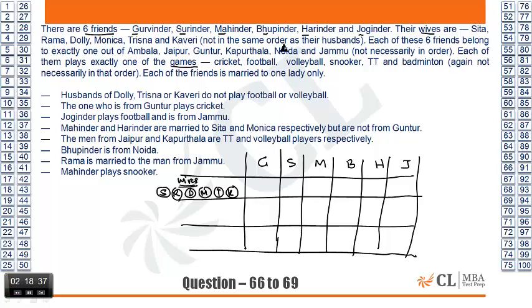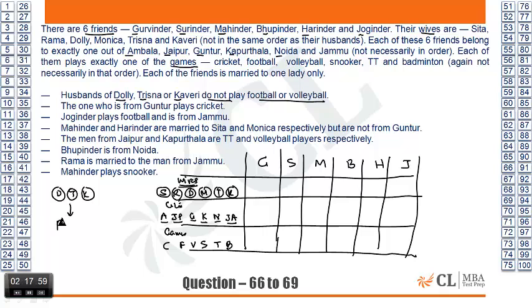They are from 6 cities: A, J, G, K, N, J, 2J. Jaipur, Jammu. Okay, so cities. So A, Jaipur, JP, I'll do K, G, K, N, and Jammu. I'll write JA. Okay, they're playing games: C, F, V, S, T, B. Very good. So games: C, F, V, S, T, B. Okay, let's do it one by one. Husbands of Dolly, Trishna, D, T, K do not play volleyball, cricket. So D, T, and K, they do not play cricket. Cricket, football.